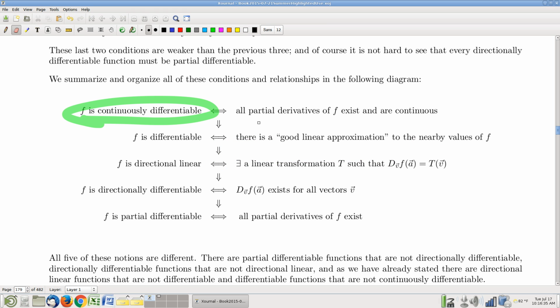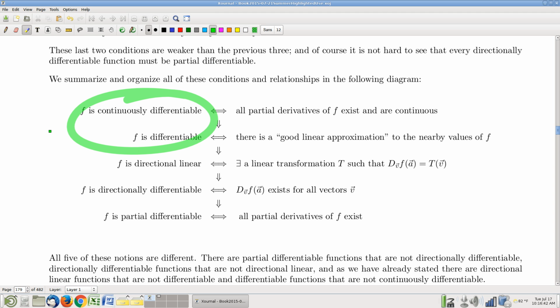But there are counterexamples to all of these, to all of the reverse arrows. So there are functions that are differentiable but not continuously differentiable. They're not the same concept. They are importantly different. I'm not going to talk about those examples in this class.